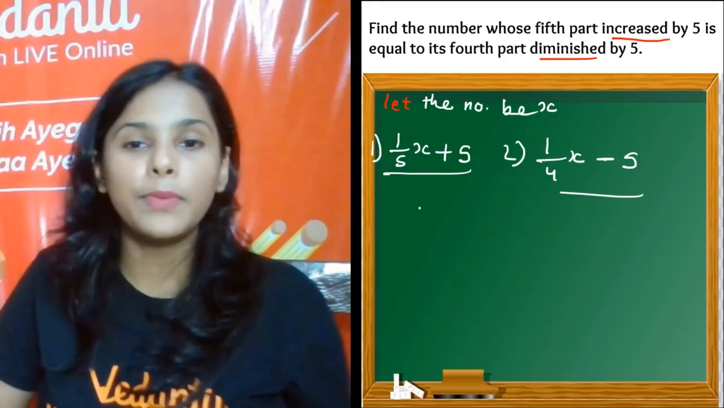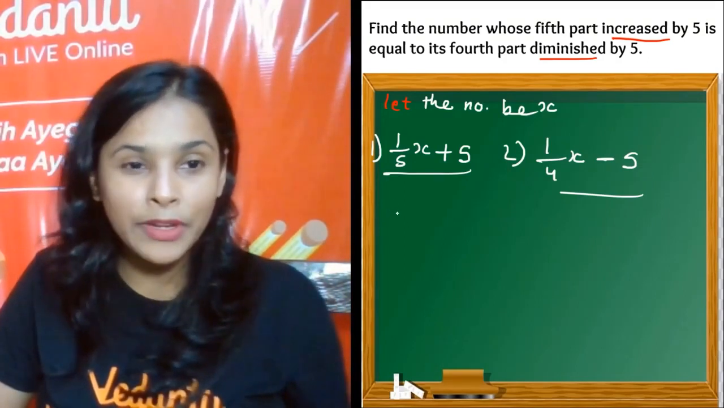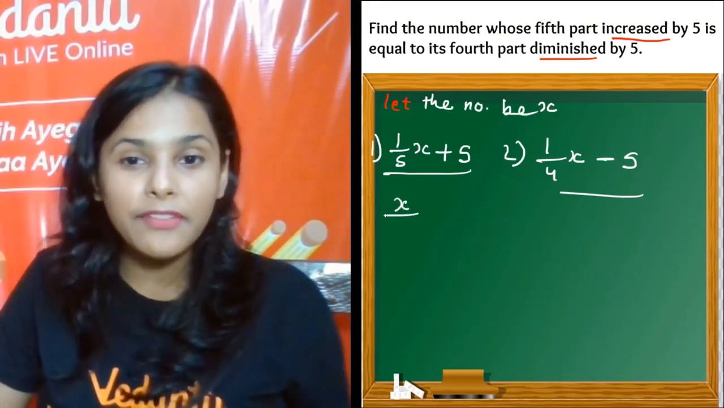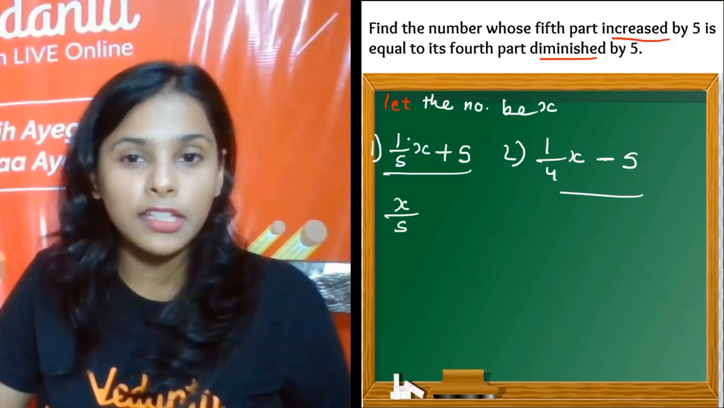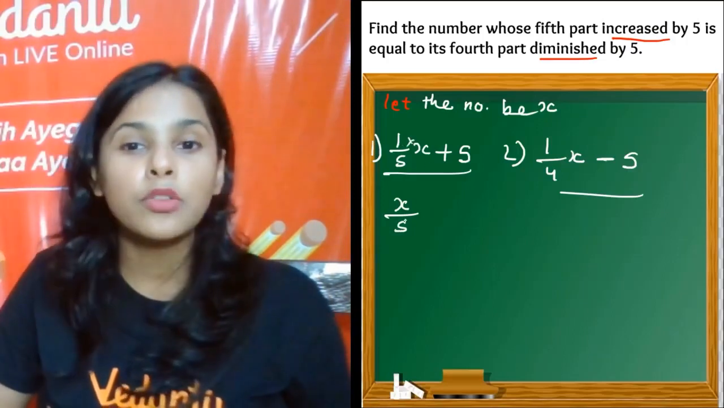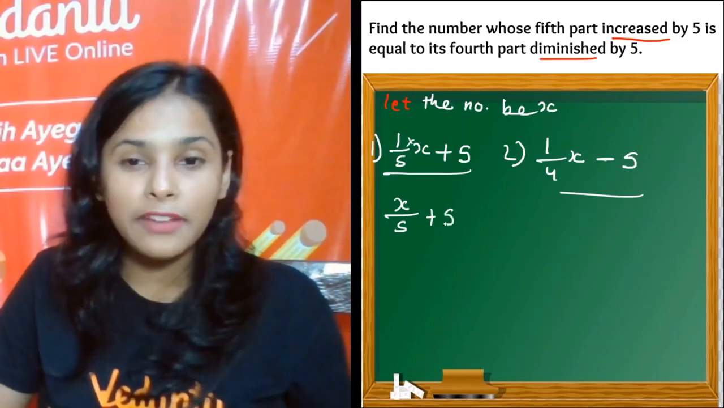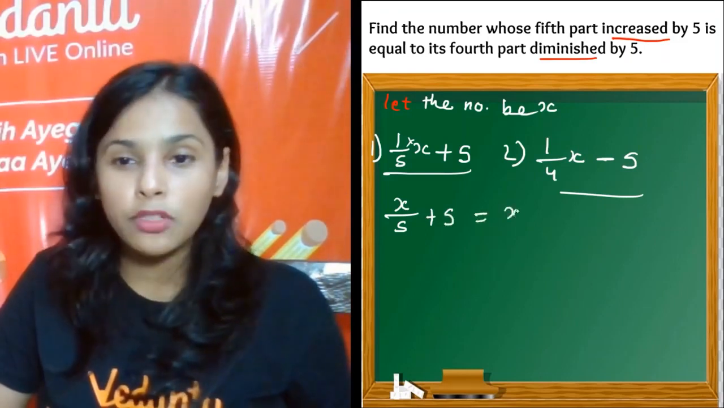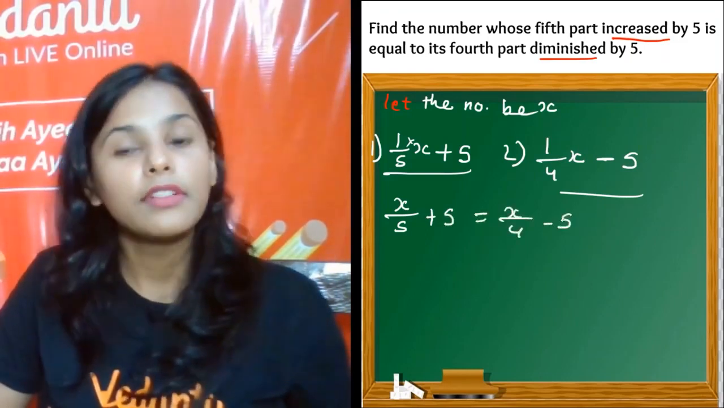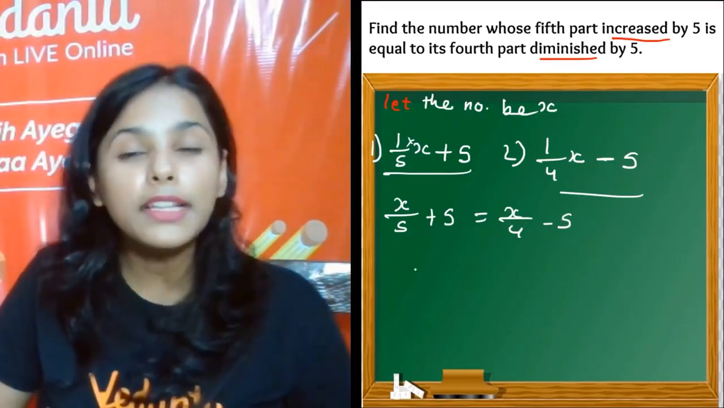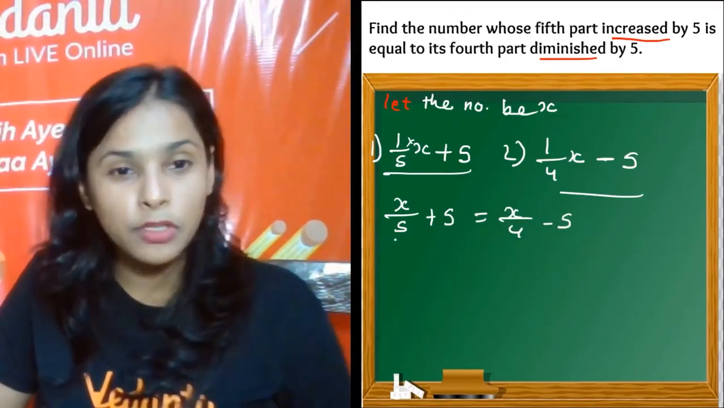ठीक है. Now making the equation quickly. यहाँ से इक्वेशन बन गई आपकी. So x by 5, इसको आप x by 5 लिख सकते हो ना, 1 into x, right? So x by 5 plus 5 would be equal to x by 4 minus 5. Done. Now quickly solve this by taking the variables on one side.